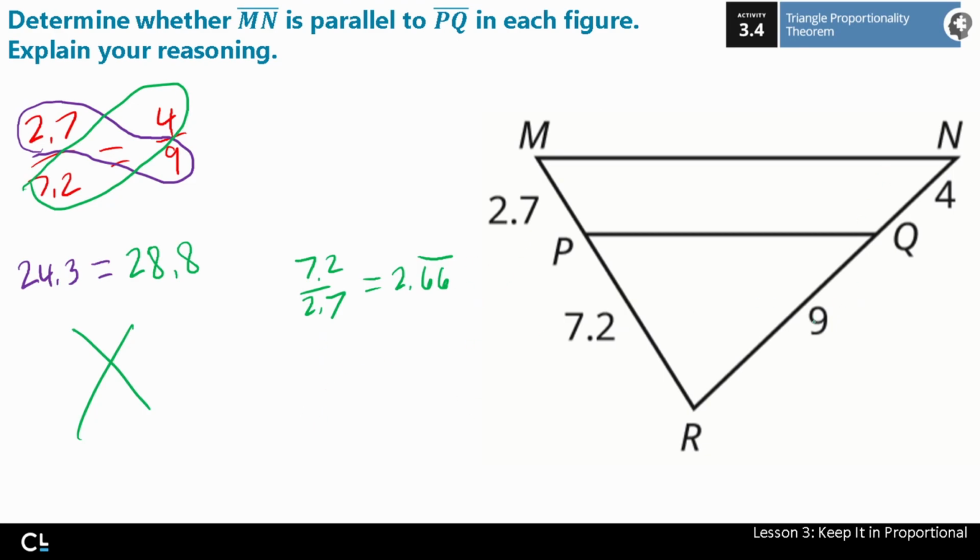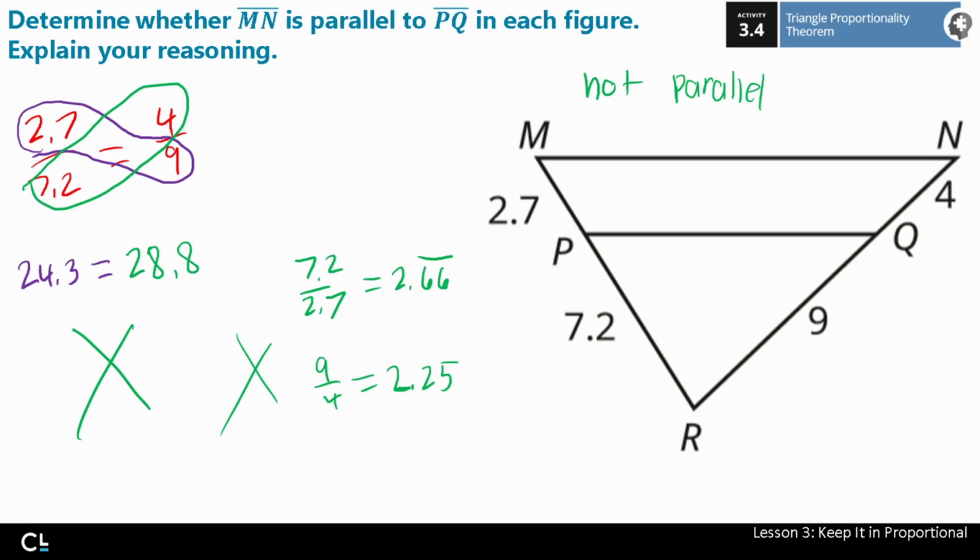And then we could do the same for the other side. 9 over 4. So bigger over smaller. 9 divided by 4 gives me 2.25, right? These aren't equal numbers. So once again, they don't work. So these lines are not parallel. That's what we could say by this. They're not parallel.